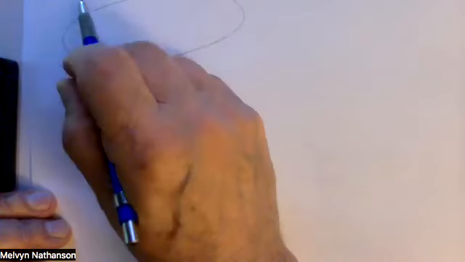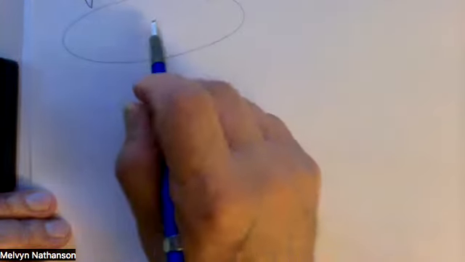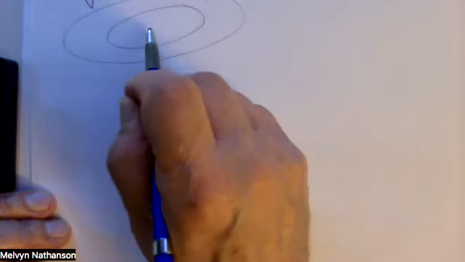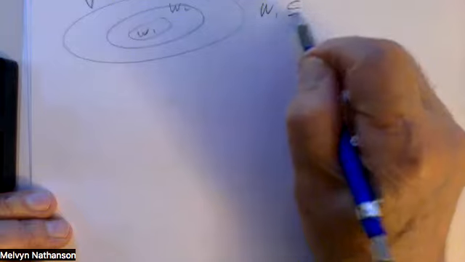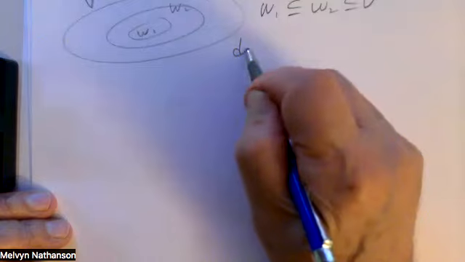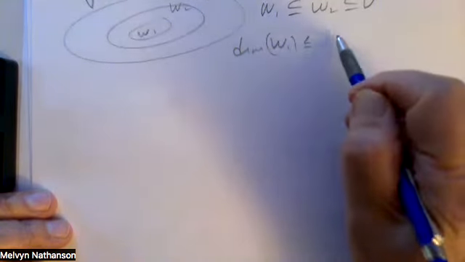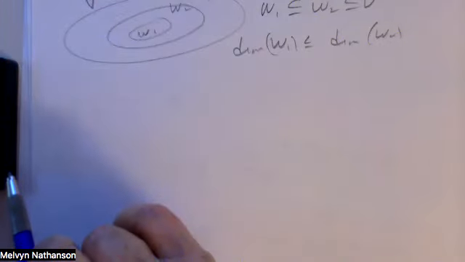There's one other thing which you would expect to happen, but have to prove that it does. Suppose you have a vector space V. You have a vector space W1 contained in a bigger vector space W2. So W1 contained in W2 contained in V. Then you expect the dimension of the smaller space to be less than or equal to the dimension of the larger space.